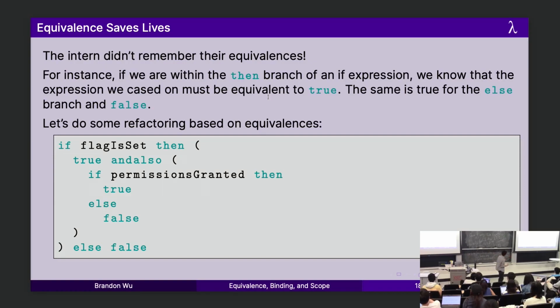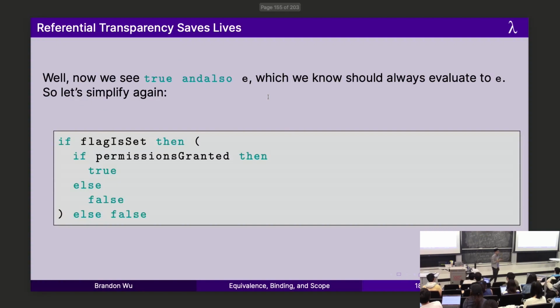I get this one. But now I see another thing, right? Isn't it also stupid because I'm doing true and also, where and also is the logical and operator? Isn't it true that true and A is always A, right? There's no point to doing true and something. So I can refactor that. So I'm going to get this, okay?